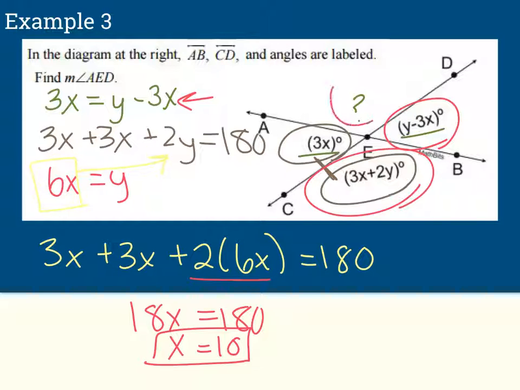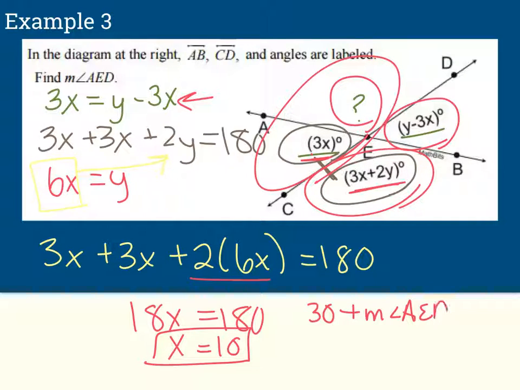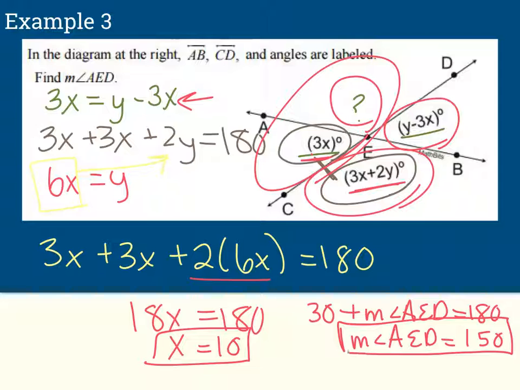Great. If I'm looking for this angle, I need to use that angle and then make it congruent, or you could also use the fact that x equals 10, and we know that this angle is 3x, so 3 times 10 is 30. If this angle is 30, these two are linear pairs, so 30 plus the measure of angle AED has to equal 180. Well, using my subtraction property of equality, I know that the measure of angle AED must be 150 degrees. And so that answers my question here.